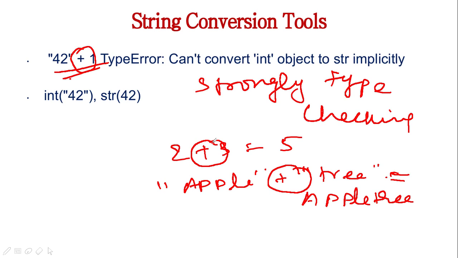But you cannot apply it between a string and an integer, then you will get an error because it is a strongly type checking language. 42 is within quotes in the code, so it is a string. So to fix this, either you have to convert that string to an integer, or you have to convert the 1 to a string. Either one of the things has to be done.